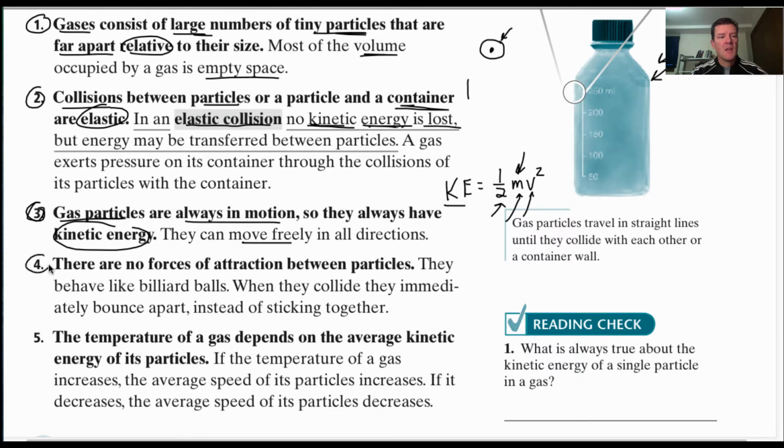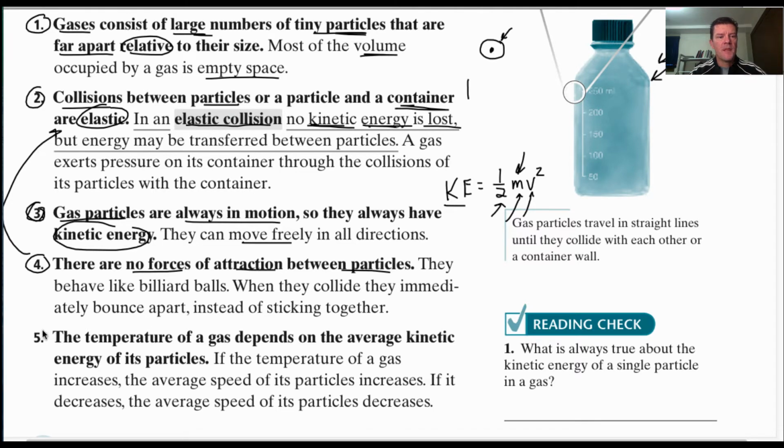Number 4, there are no forces of attraction between particles. And this relates back to number 2. These collisions are elastic, which means they're not attracted to each other. They don't hold on to each other, even for a split second. They just bounce off each other and then go different directions. So think of two balls that hit each other and bounce off and just keep going in different directions. Or billiard balls. Bam, they hit each other and they just ricochet and keep going in different directions. But they don't stick to each other even for a split second.